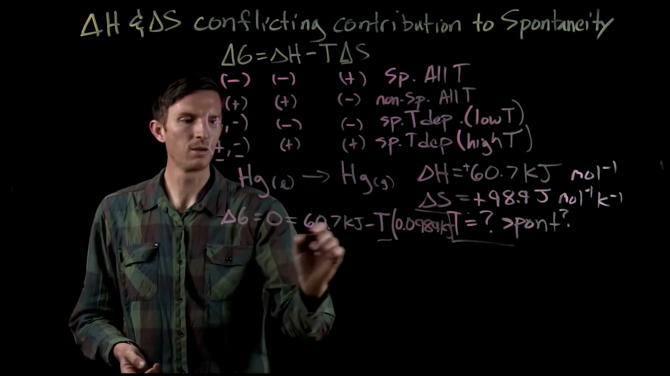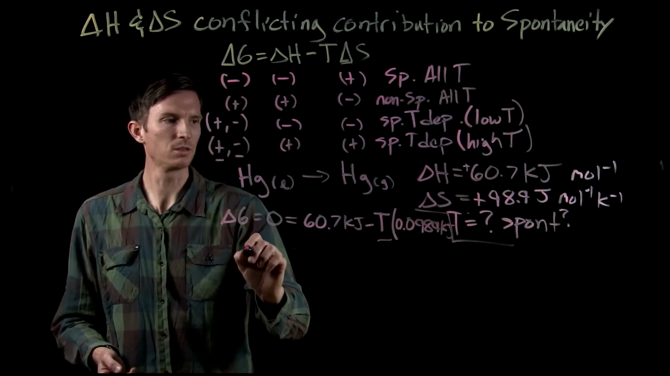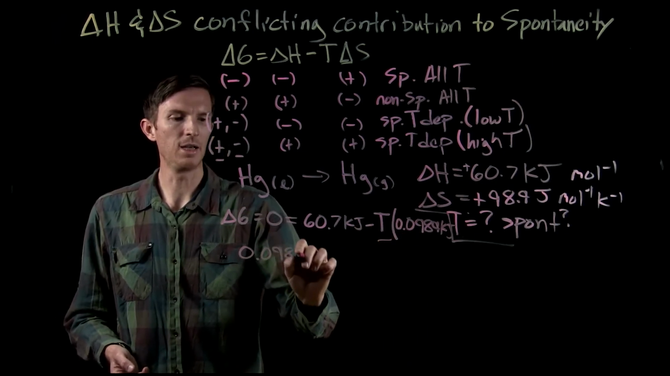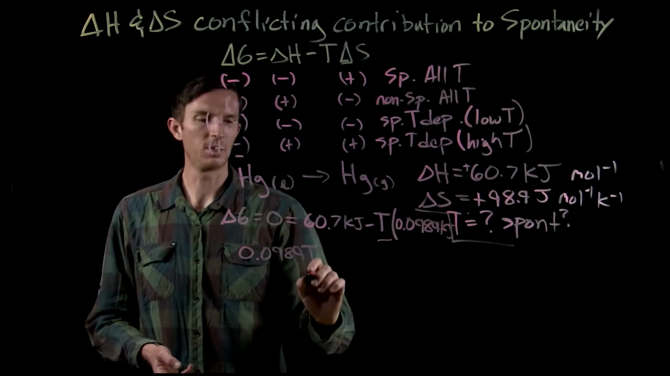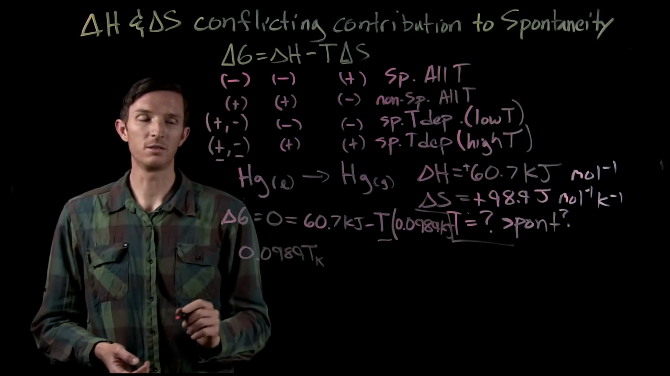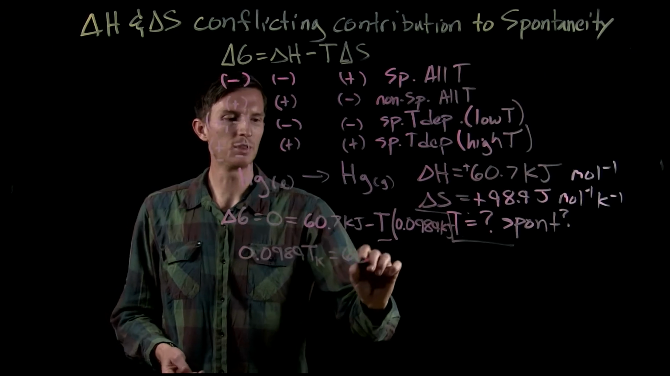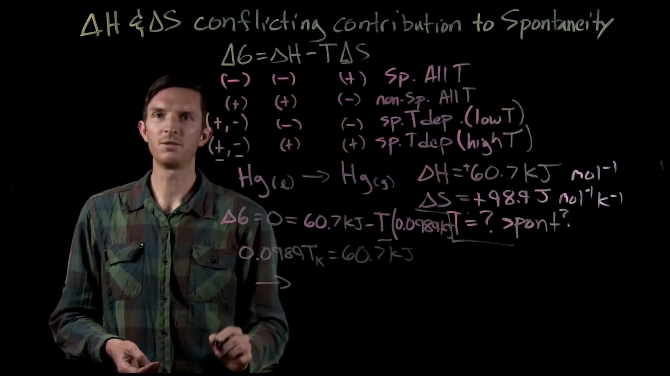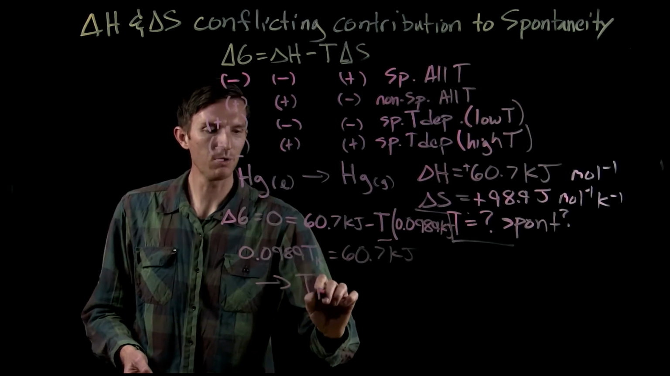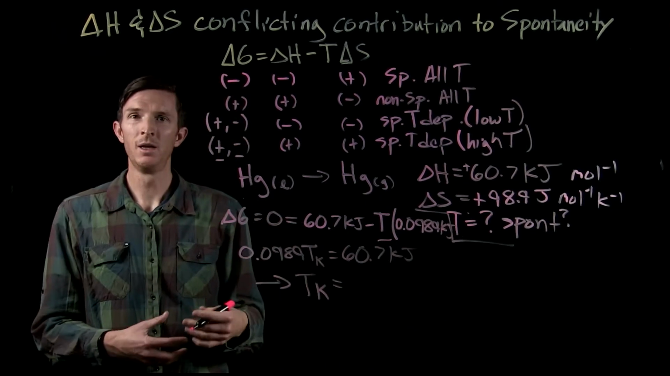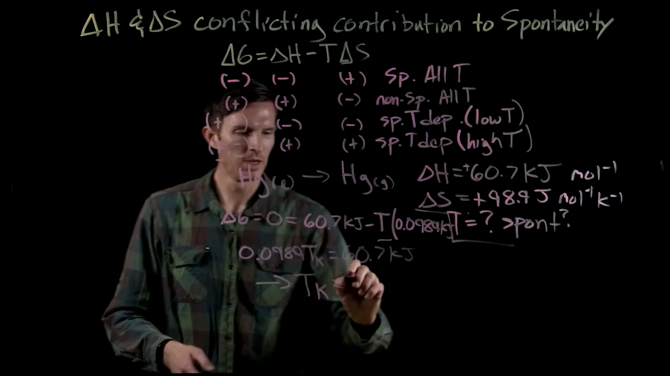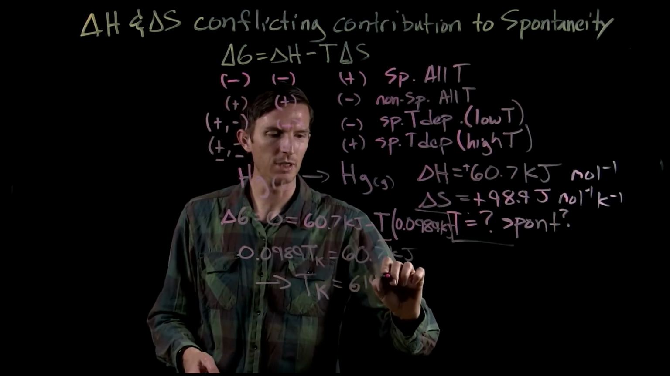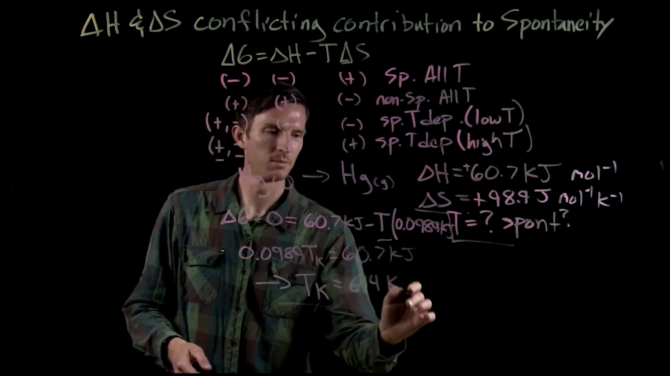And so now we see we have an algebraic expression where we only have one unknown. We can go ahead and solve for that, right? We can bring this value over here. So we get 0.0989 times our temperature, and just as a reminder, this isn't going to be in Kelvin, equals 60.7 kilojoules. We can go ahead and finish off solving this, and we would find that the temperature in Kelvin that our transition occurs is 614 Kelvin.